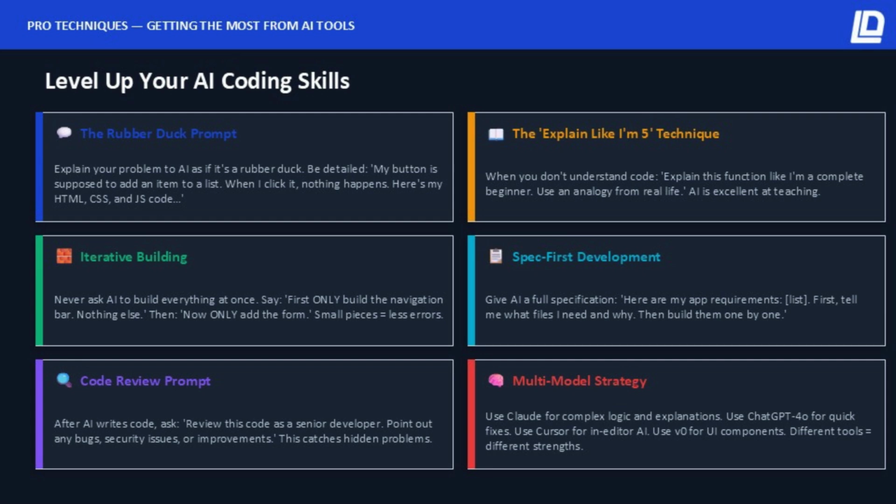To work like a pro, use a multi-model strategy. Use Claude for complex explanations and ChatGPT for quick fixes. Build iteratively. Get one small feature working perfectly before you try to add the next one.